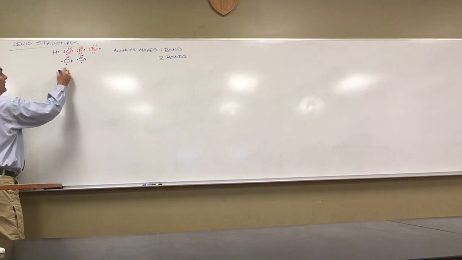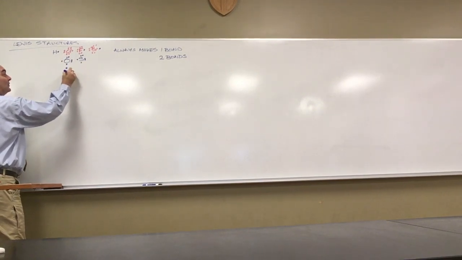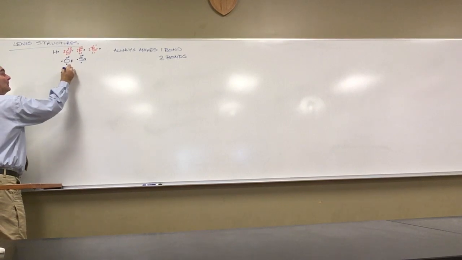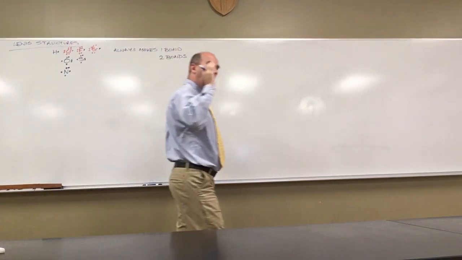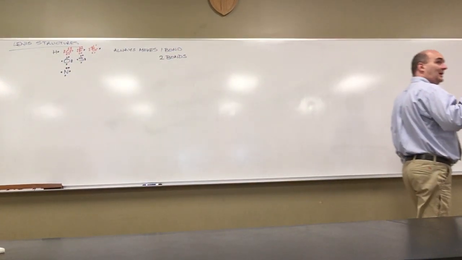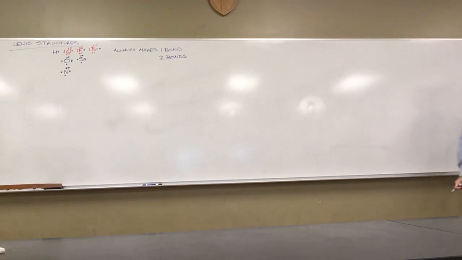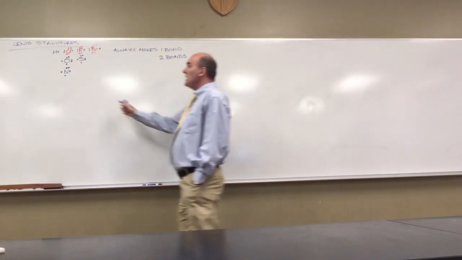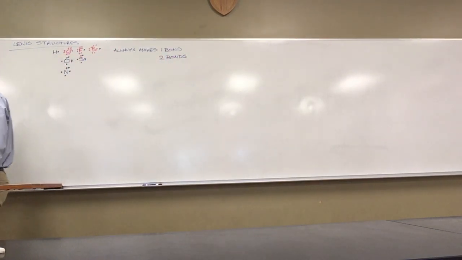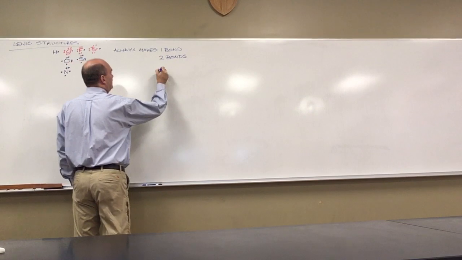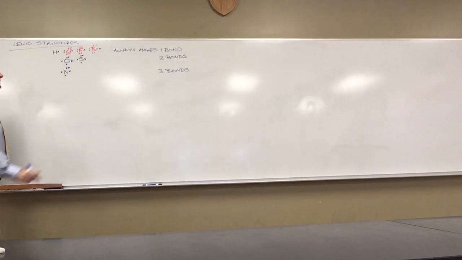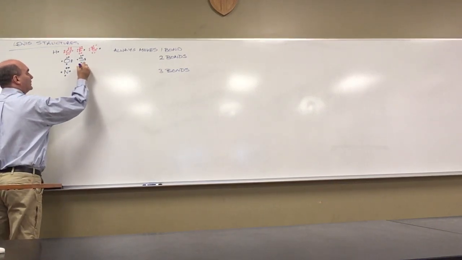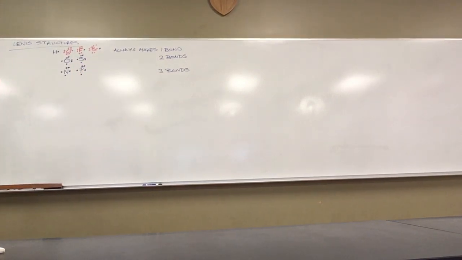Okay, when I get to group 5, 1, 2, 3, 4, 5, nitrogen has 5 valence electrons, 2 of which are in a lone pair of electrons, non-bonding pair of electrons, and then I have 3 unpaired or bonding electrons. So nitrogen always makes 3 bonds. Phosphorus is in the same group. So it does the same thing.